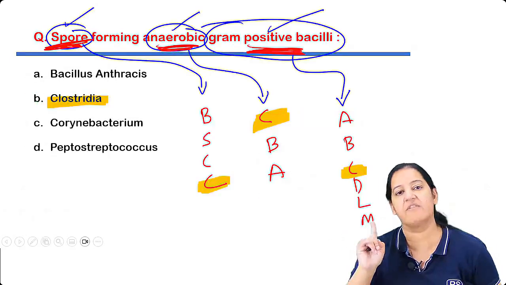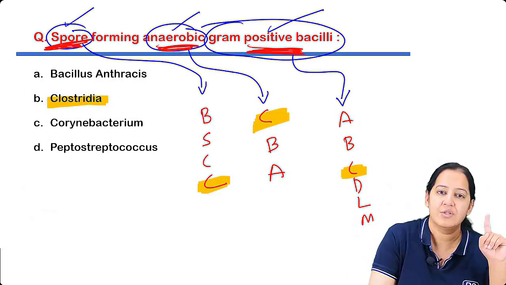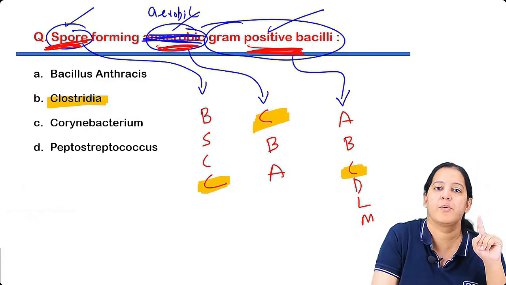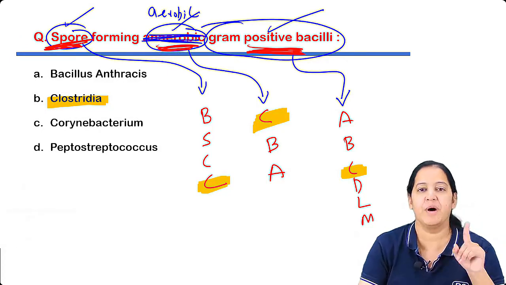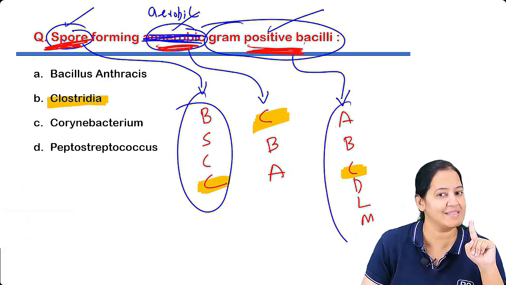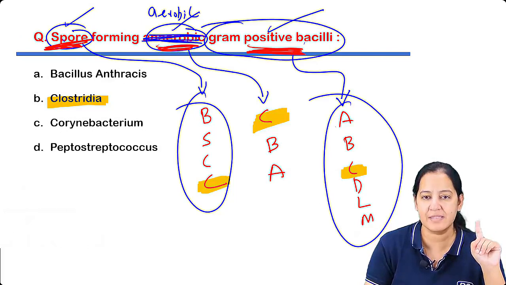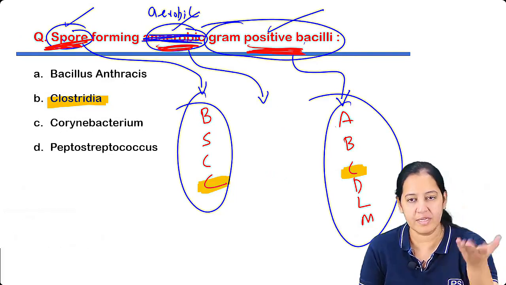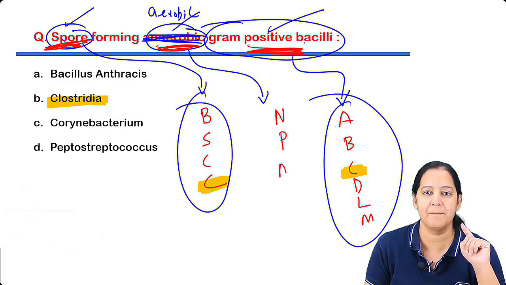I am changing one word in the question, and the entire answer will change. Instead of anaerobic, if I say aerobic, what is your answer now? Spore forming is still the same. Gram positive bacilli is still the same. But instead of anaerobic, you have to say aerobic now. What is the mnemonic? Nasty, pest, must, breathe.